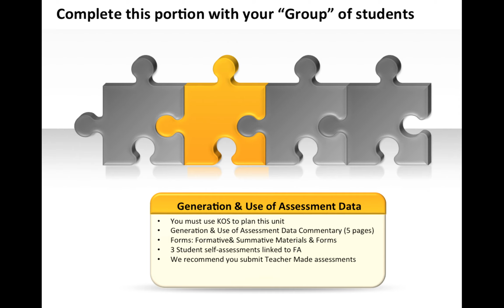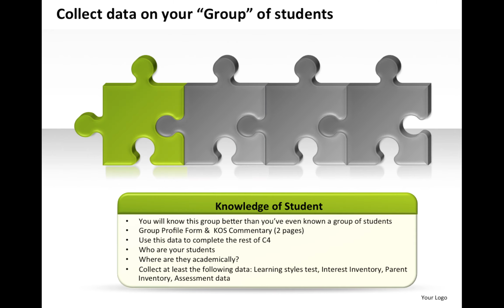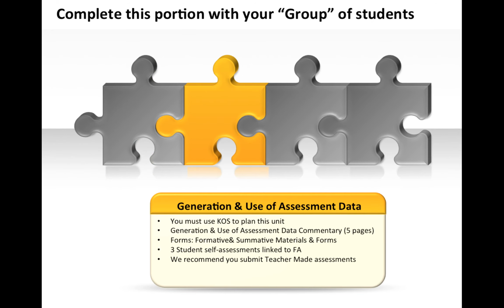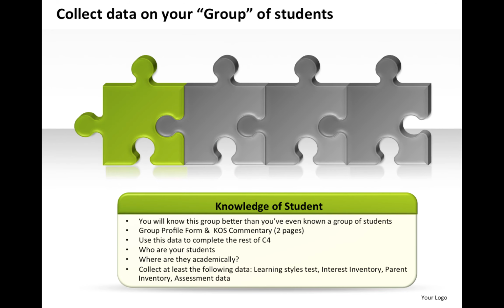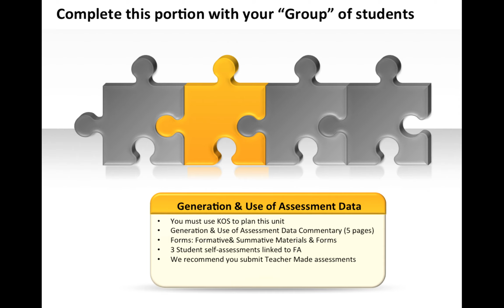Generation and use of assessment data, and you must use knowledge of students that you collected in that first piece. See that piece? You use that knowledge for this piece. In this piece, the data is going to identify an issue, a deficiency, which you will address with the assessment cycle. It will be an academic objective. Let me repeat that. It will be an academic objective, okay? And this is 5 pages, so you can see this is definitely the biggest piece of this puzzle.